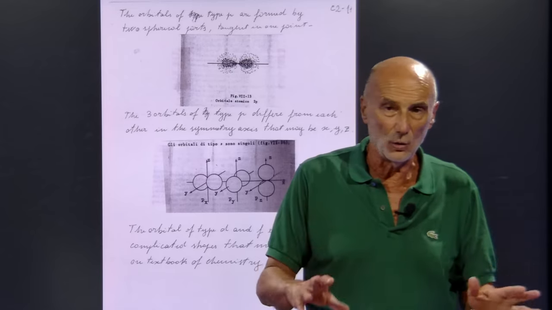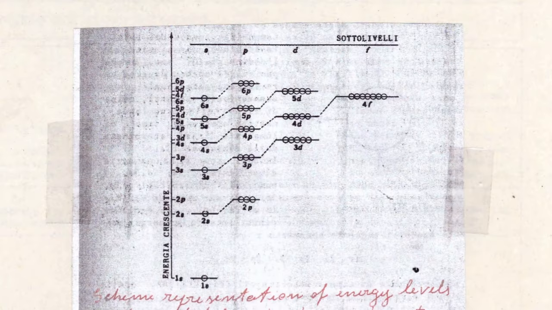And when you go to the fourth level of energy, you will have one function of type s, and we know the symmetry of orbitals of type s. We will have three functions of type p, and we know the symmetry of orbitals of type p, and five function orbitals of type d, and we did not see, but if you want you can find it. And we'll also have seven functions of type f, which have still more complicated shape, but it's not useful that you go to see the shape of this orbital.